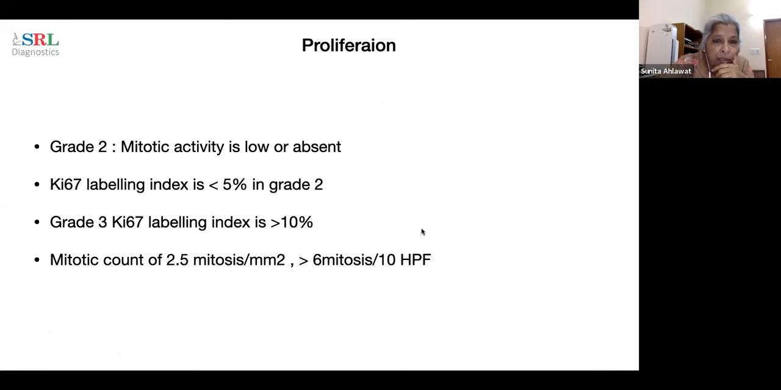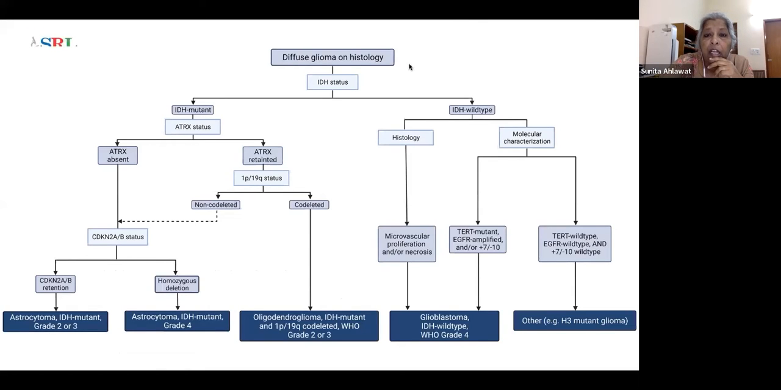This I have already repeated many times. So finally, if you have a diffuse glioma, do IDH1. If it is mutant, do ATRX. If ATRX is absent, do CDKN2A, 2B. If CDKN2A, 2B are retained, there is no deletion, it is an astrocytoma IDH mutant grade 2 or 3. If there is homozygous deletion of CDKN2A, 2B, then it becomes an astrocytoma IDH mutant grade 4.